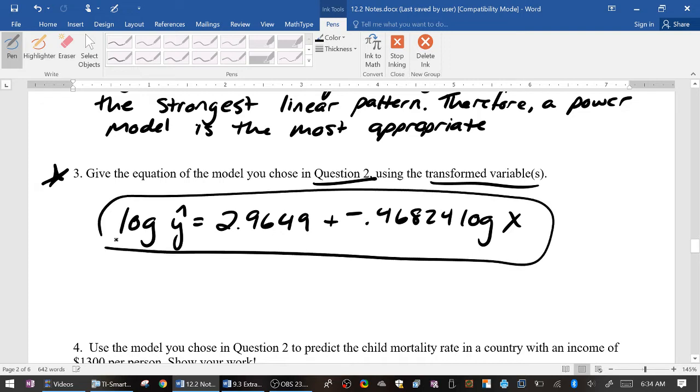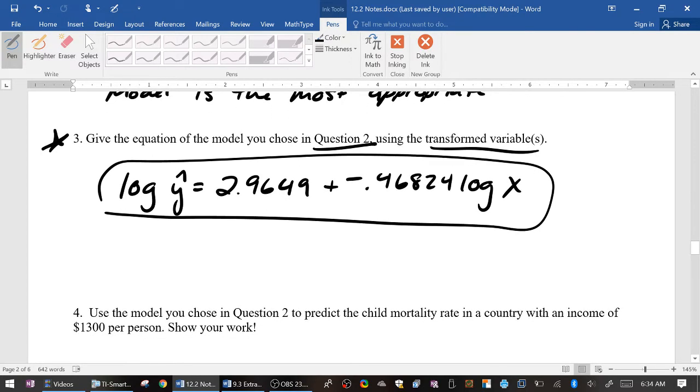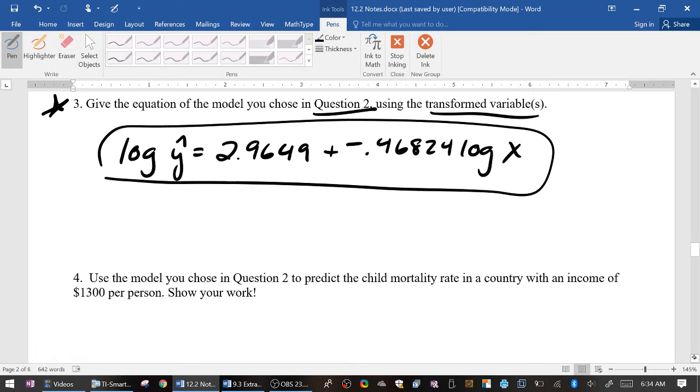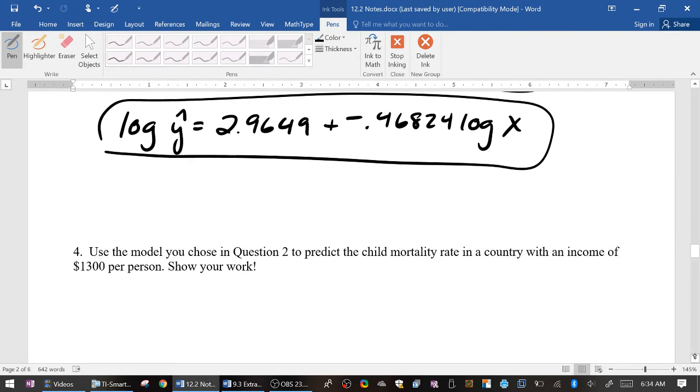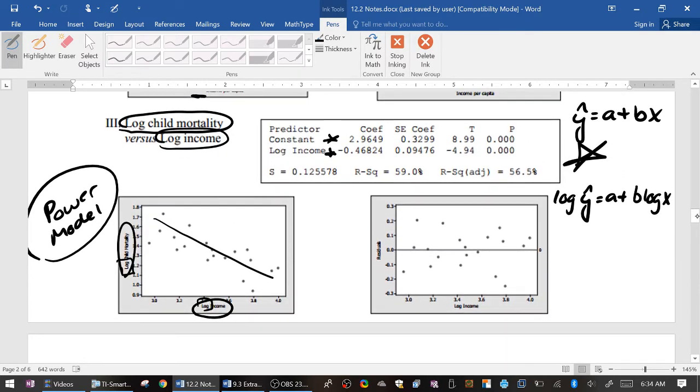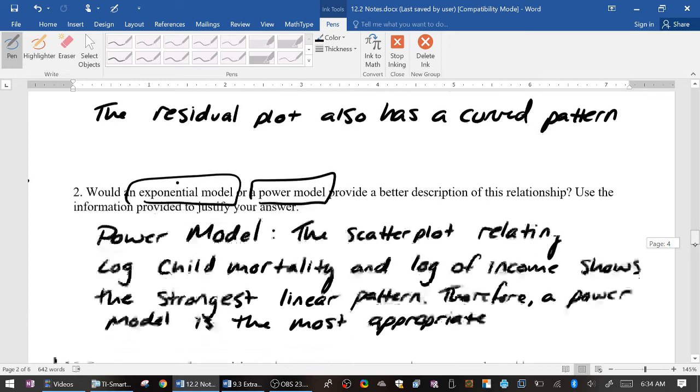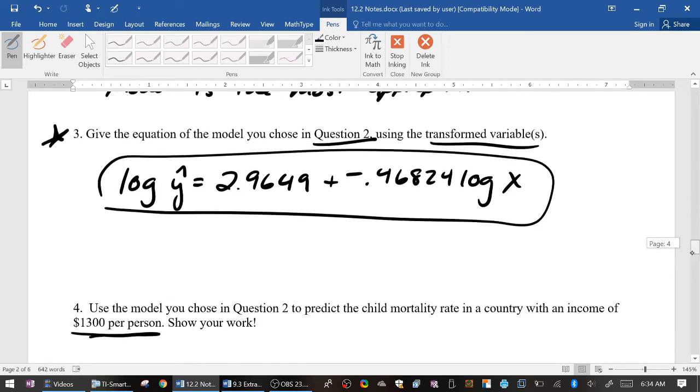You write it the same exact way that you would normally, but you put a log by the x and a log by the y. All right, it says, use the model you chose in question 2 to predict child mortality rate in the country with an income of $1,300 per person. You show your work. So here's your amount. This is a dollar amount. In all of our scatter plots, the dollar amount always was on the x-axis, right? The income was an x value. So they gave us an x value.